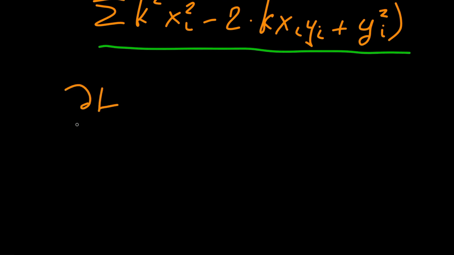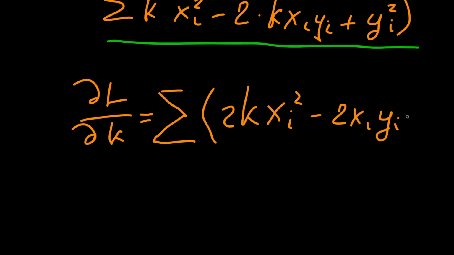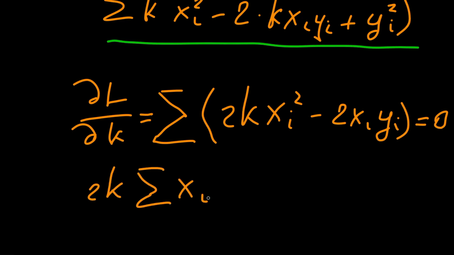To do this, we should take the partial derivative of this function L over the k parameter. It will be equal to the sum of 2kx squared minus 2kxy, and it should equal 0. So let's open the brackets: 2k times the sum of x squared minus 2 times the sum of xy equals 0.